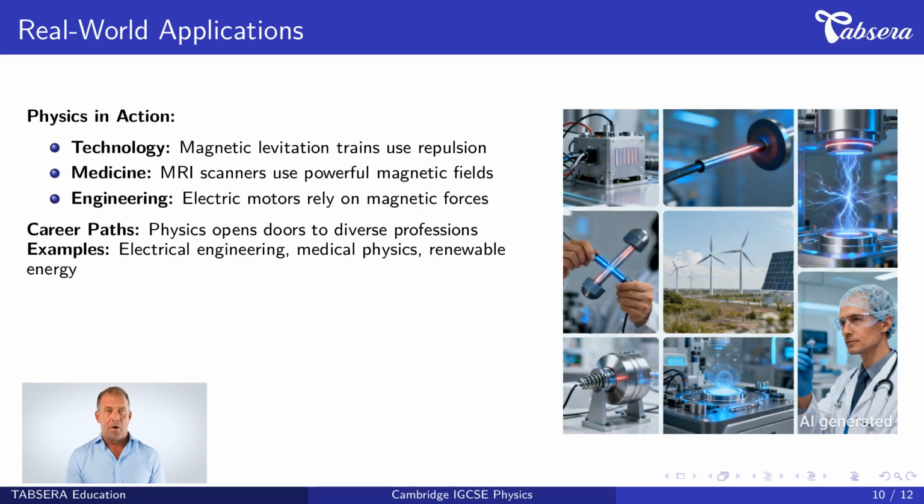Physics principles power our modern world. Let's see how today's concepts apply in practice. In technology, magnetic levitation trains use repulsion between poles to float above tracks, eliminating friction for high-speed travel. The same repulsion principle we studied enables trains to reach speeds over 400 kilometers per hour.